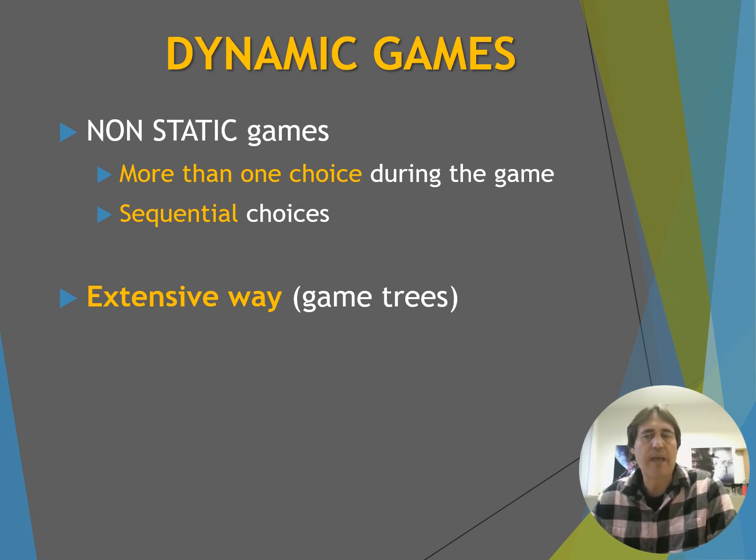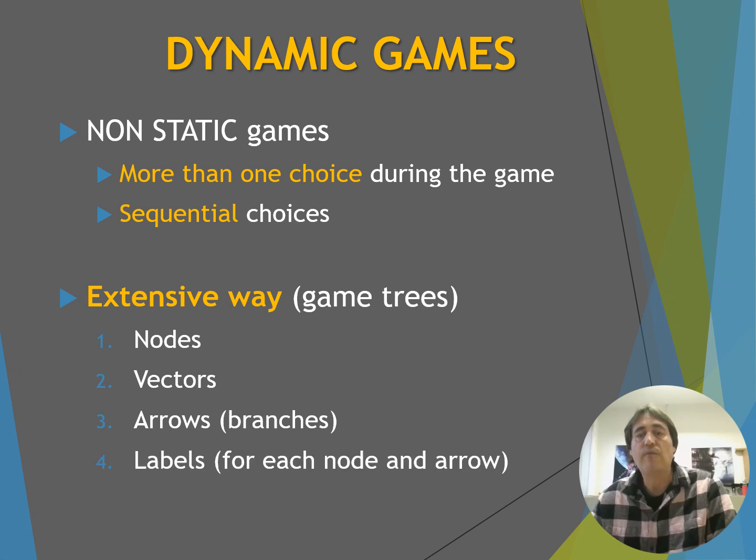Among other things, a game tree consists of, firstly, endpoints called nodes, then vectors of numbers, also arrows or lines that point from one node to another or to a vector, which we also call branches, and finally labels for each node and each arrow. Each node represents a different situation in which a player must choose. Each arrow represents a different alternative or a strategy for each player.